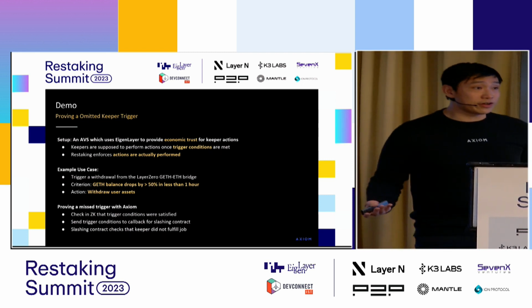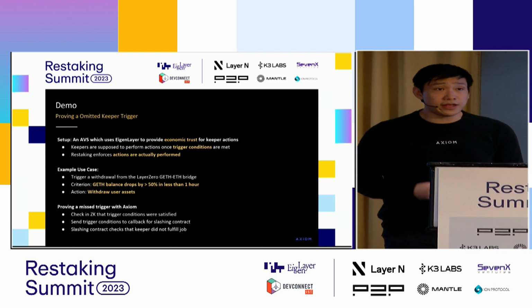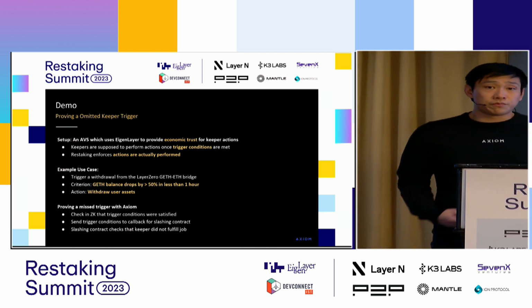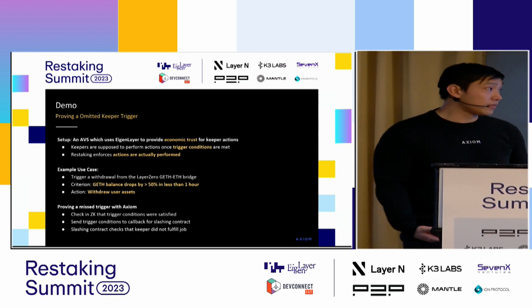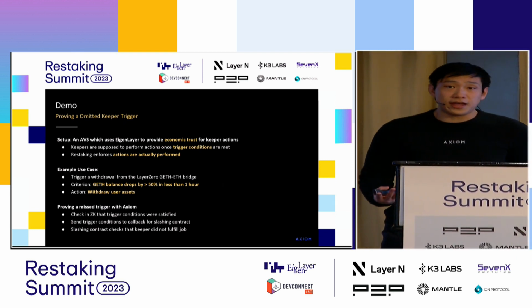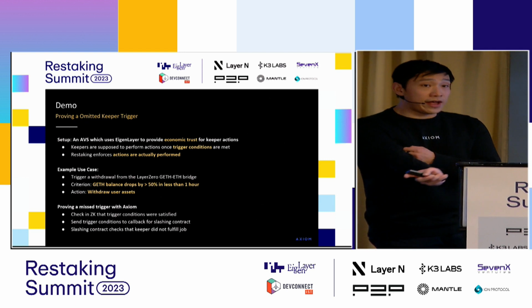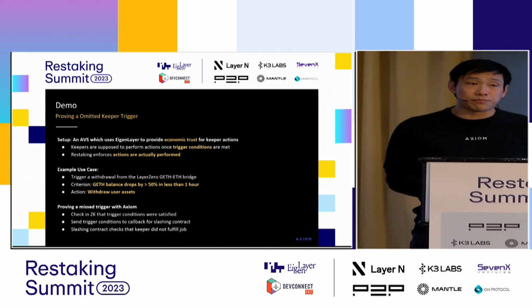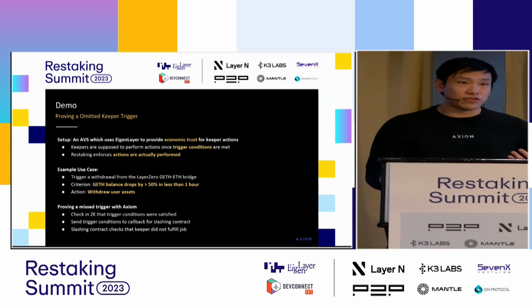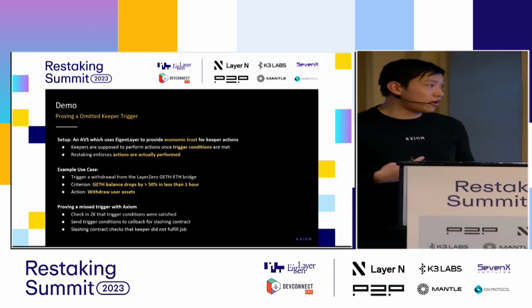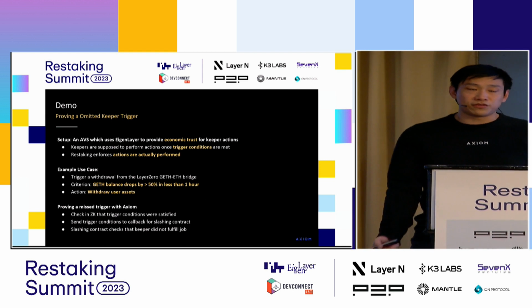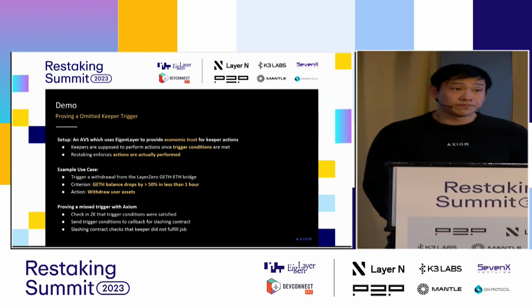So I'm going to show a quick demo after this of how you can write a ZK circuit to prove that there is an omitted keeper trigger. So the setup is that we have an AVS that's using EigenLayer to provide economic trust behind keeper actions. So keepers are supposed to do certain things on chain when some trigger conditions are met, and restaking is supposed to enforce that this actually happens.